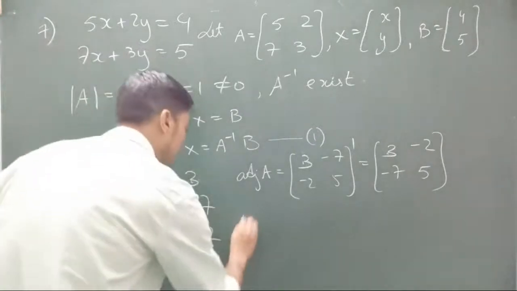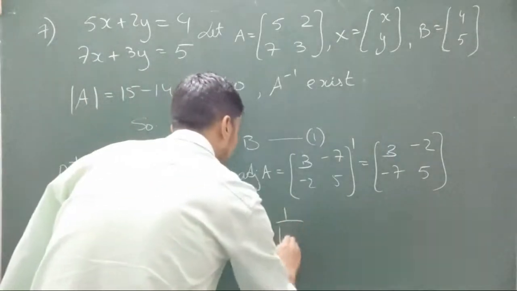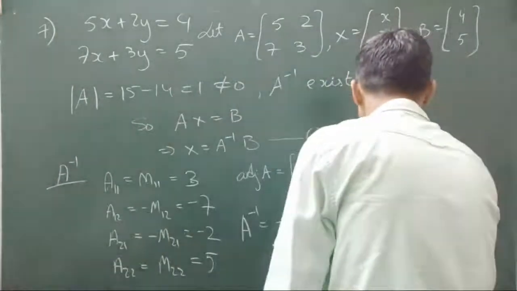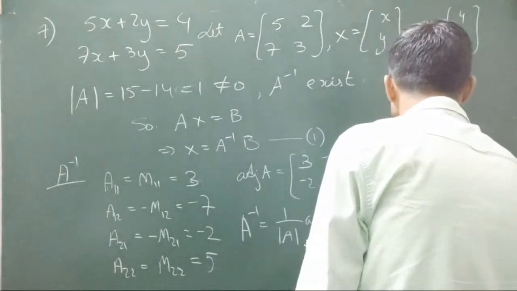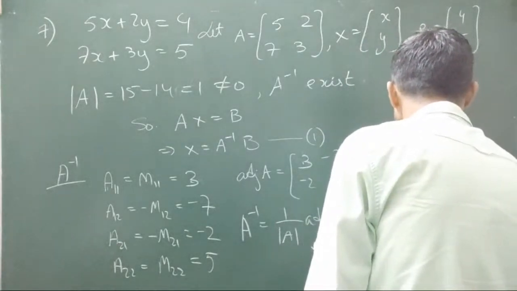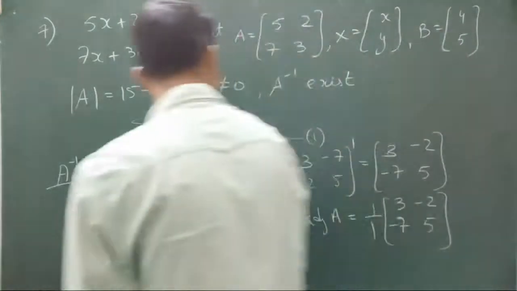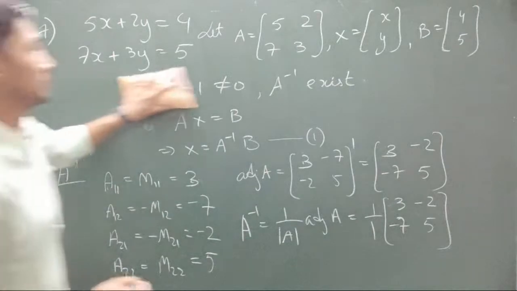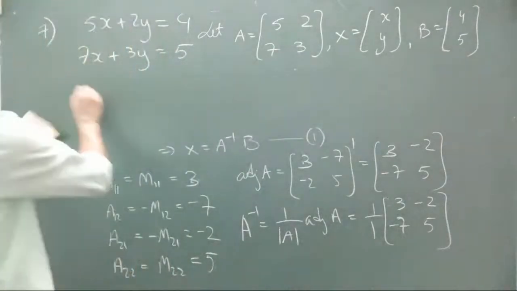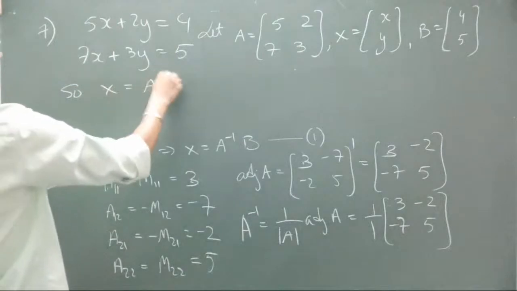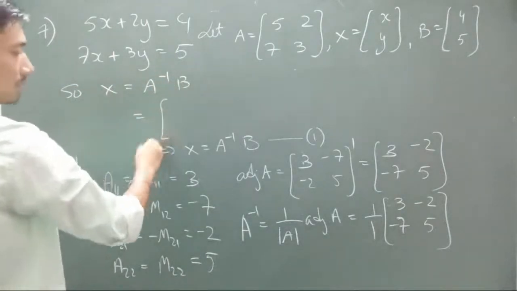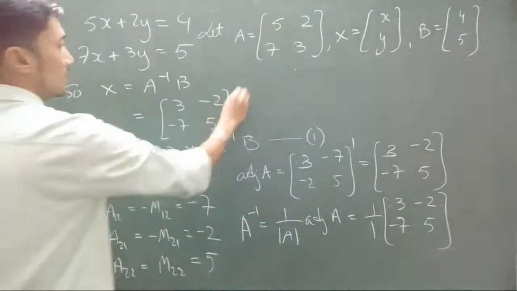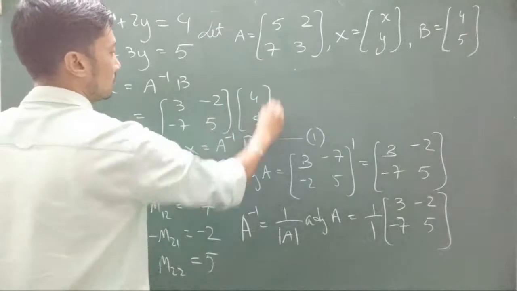So then what is our inverse? A inverse is 1 by determinant of A into adjoint of the matrix. So 1 by determinant of A is 1, so 1 by 1 into adjoint, 3, minus 2, minus 7, 5. Alright then, so we get our inverse of the matrix. So X is equal to A inverse of B. So A inverse 1 by 1, that's 1, 3, minus 2, minus 7, 5, B 4, 5. Got it?